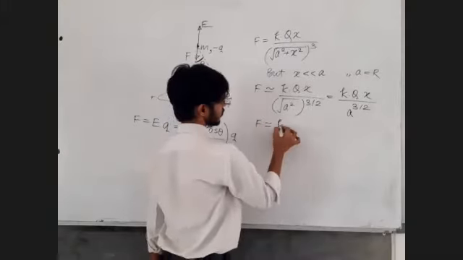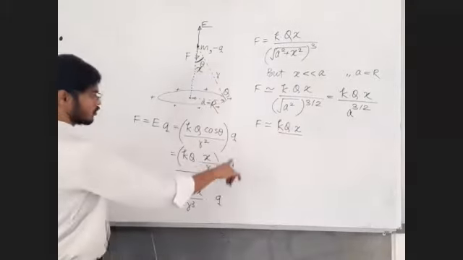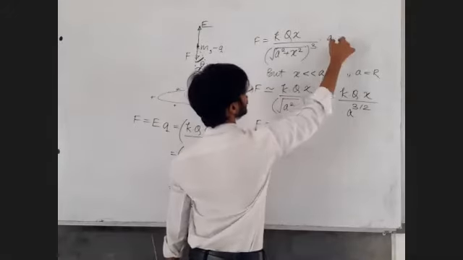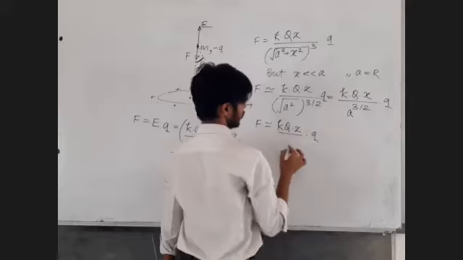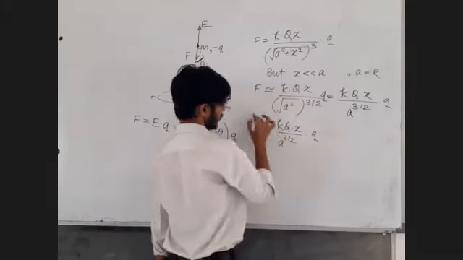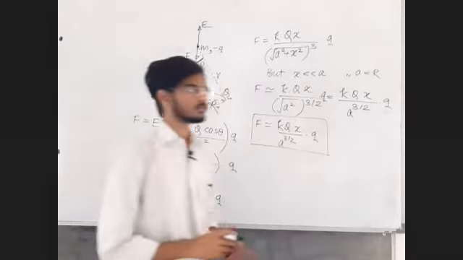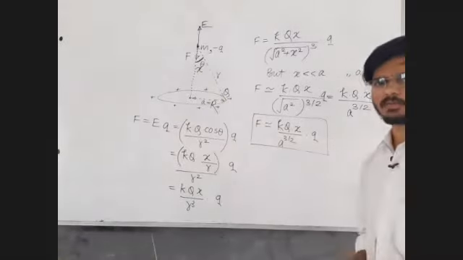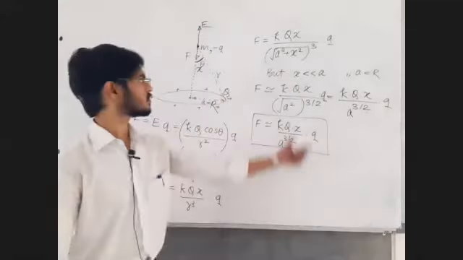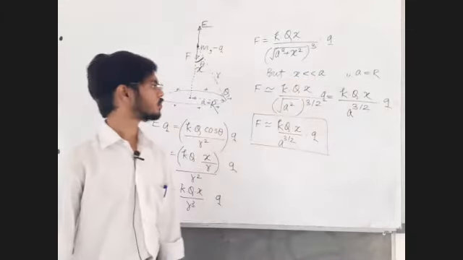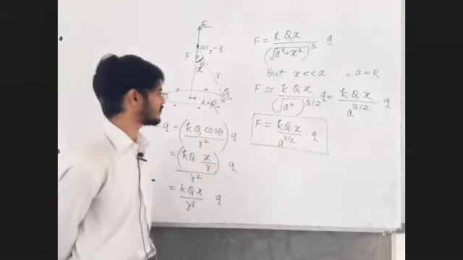This is the force on the charged particle: K Q q x divided by a raised to 3 by 2. Reply to me in the chat box. Is that clear and written? It is a formula based question. F is equal to Eq. The E value is to be found out, but some approximation condition is given: x is very, very less than a. Not a big deal for you. Write it down.